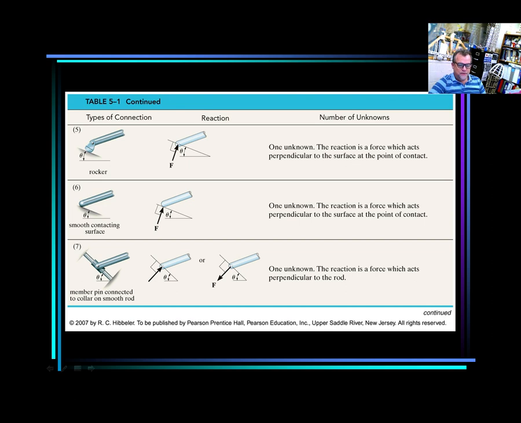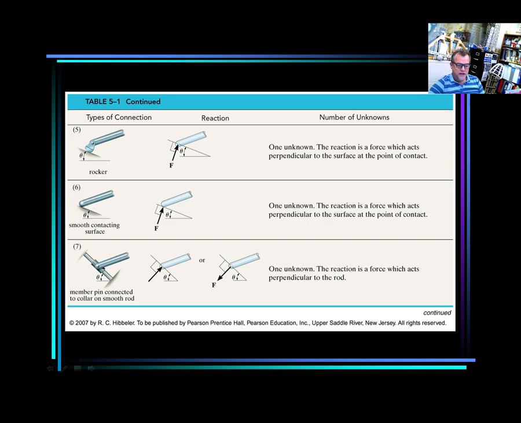And then you have also these other types of supports. More than naming them, like member pin connected to collar on a smooth rod, I have been teaching statics for 30-something years and I still don't know those names, and I don't want to learn those names. So basically you just verify and review what movements or rotations are allowed. If I can move this in this direction, I can slide it in that direction, the meaning of that is that you don't have any restraint in that direction. Now, if I try to move it in this direction, obviously I can't. That means that I have a reaction in that way.